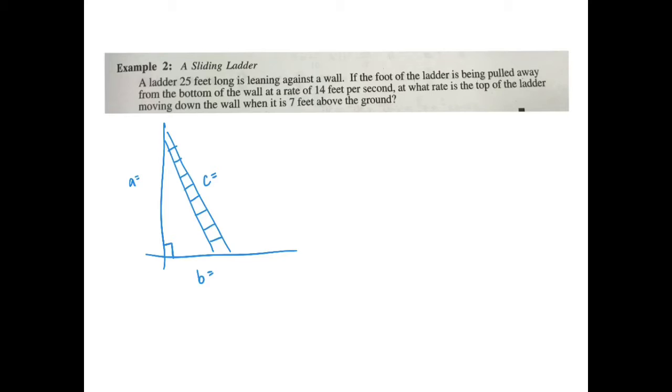Since it says the ladder is 25 feet long, I know that the length of C is going to be 25 feet. If the foot of the ladder is being pulled away from the bottom of the wall at a rate, so we're talking about the bottom of the ladder moving out at a rate of 14 feet per second. Well, since I labeled that side B, and I'm talking about the rate of that side moving, I'll use that 14 feet per second, and I'll call that dB dt. So the rate at which my B side is moving, we'll call it dB dt, 14 feet per second.